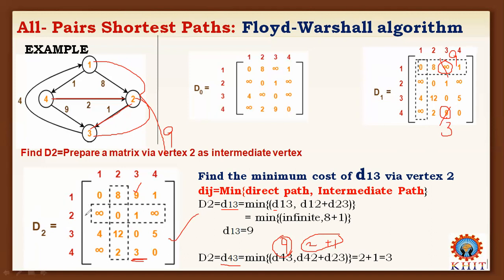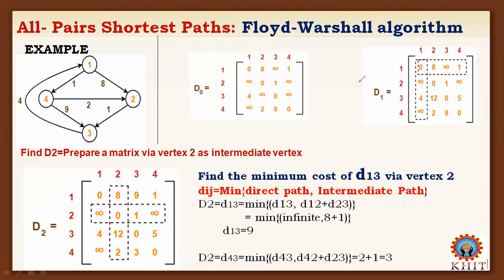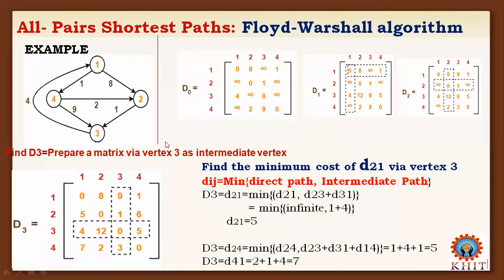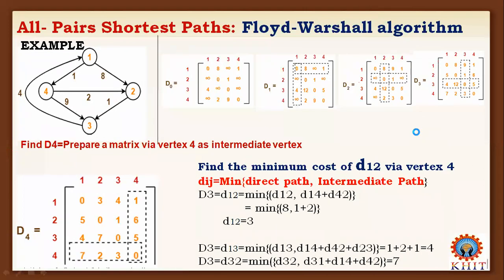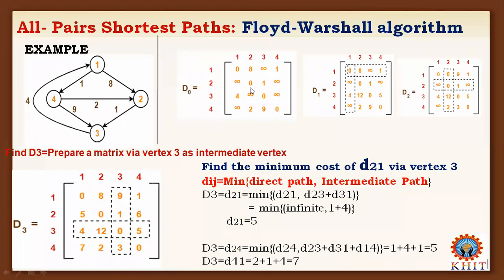Friends, so in this way, we need to find the minimum cost in each and every row value by using the concept of the shortest path using dynamic programming. Next, we need to find the value of D3. So this is the initial matrix D0. D1 we need to generate. D2 matrix is also generated. Now check the D3 matrix here. How to generate the matrix D3, we will discuss now.